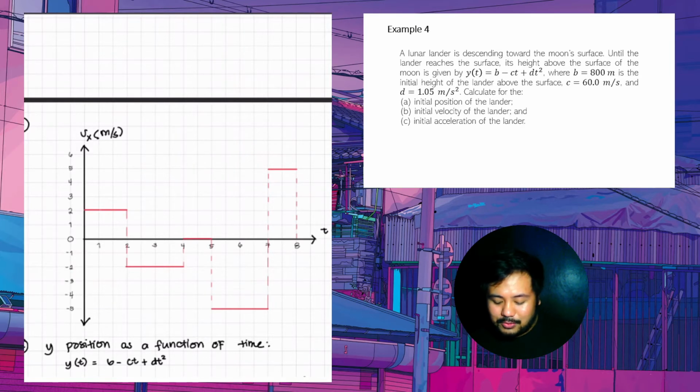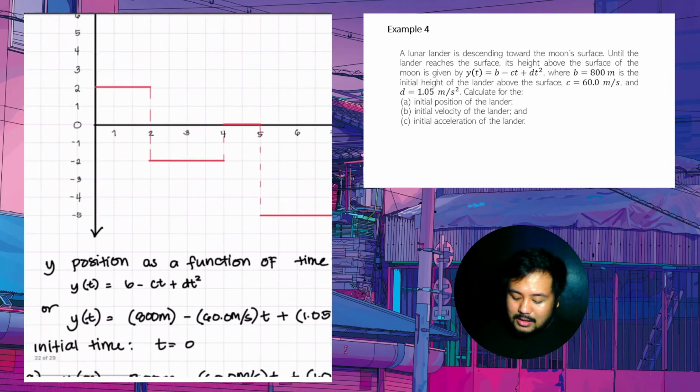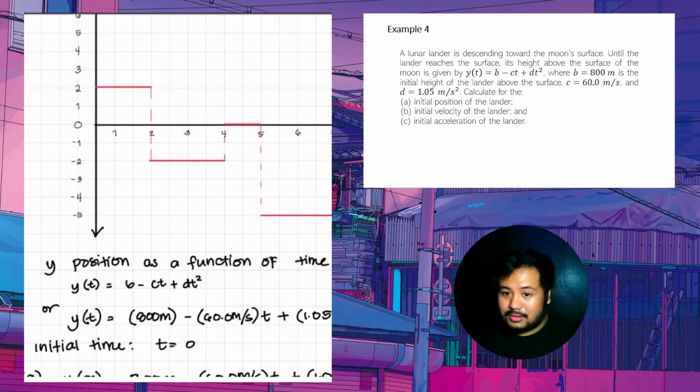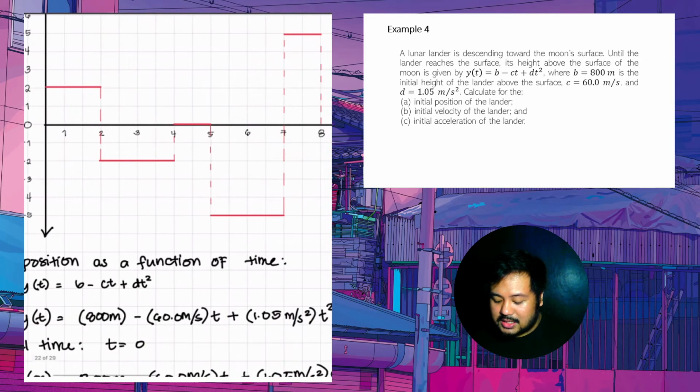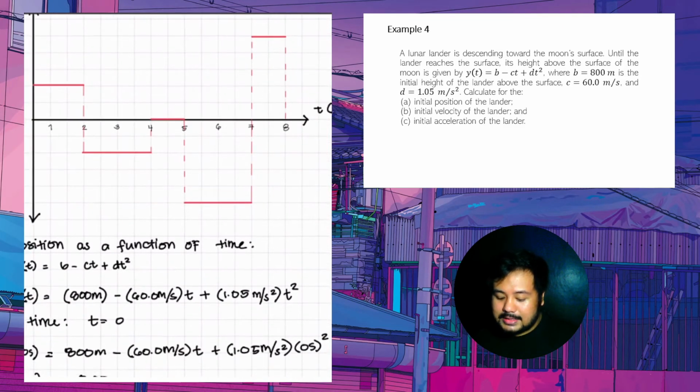Okay, so what we are given is a position as a function of time. So you have y of t that is equal to b minus ct plus dt squared. Or if you want to substitute already, you may do so. So you have y of t that is equal to 800 meters minus 60 meters per second t plus 1.05 meters per second squared t squared.